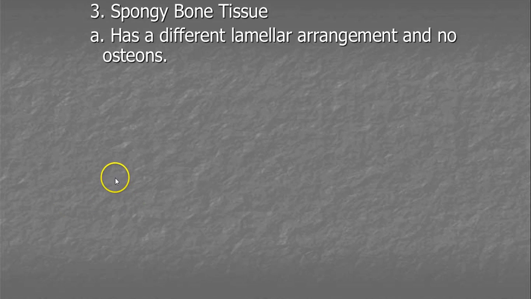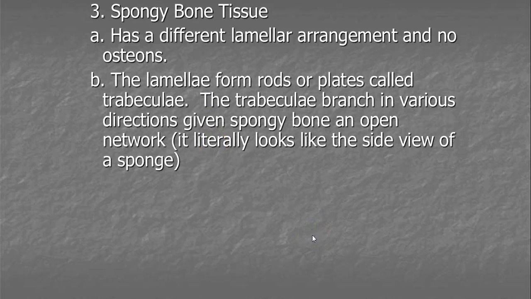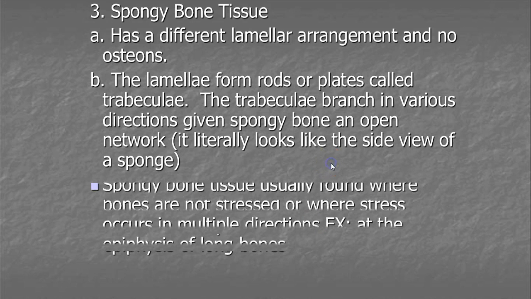All right, spongy bone. After we talk about this, I promise we'll stop. Spongy bone has a completely different lamellar arrangement. Remember the rings of the trees on compact bone? Instead of having that, you would consider spongy bone to be like branches. They still have osteocytes within them, but there are no osteons because it's not compact bone. Instead of forming rings, they form rods or plates called trabeculae. The trabeculae branch in various different directions, and it gives spongy bone a very open network looking like a sponge. Clever name. And that allows marrow to fill those empty spaces.